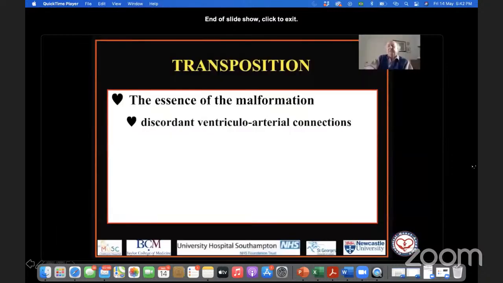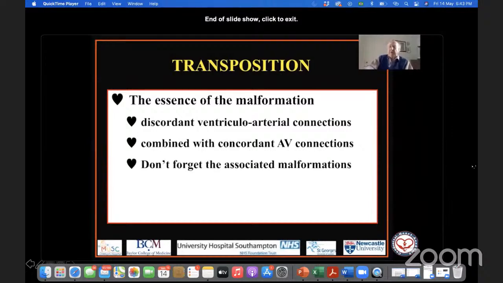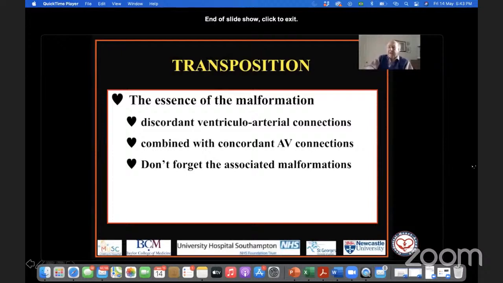So what I hope we've now shown you again is that the essence of transposition is discordant ventricular arterial connections combined with concordant atrioventricular connections. If I had my druthers, I'd simply call this transposition. What we've shown you today is the importance of taking note of those associated malformations.